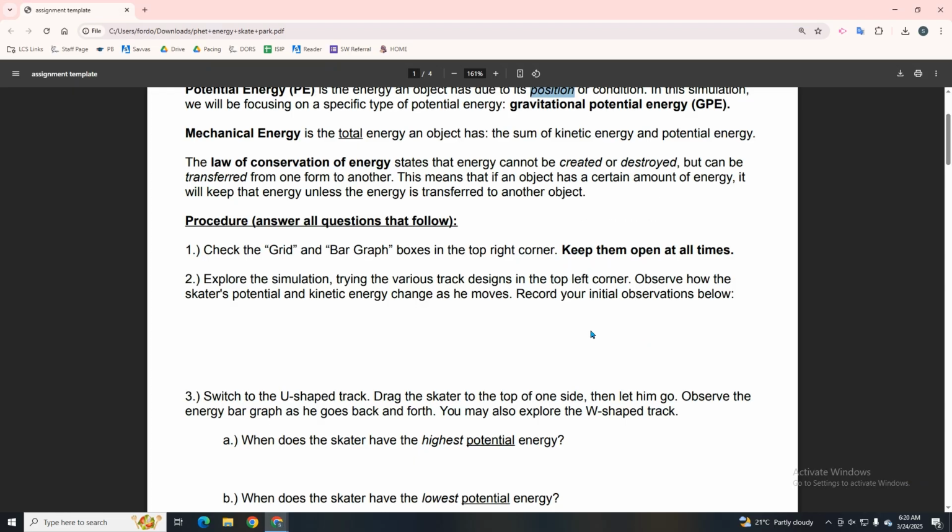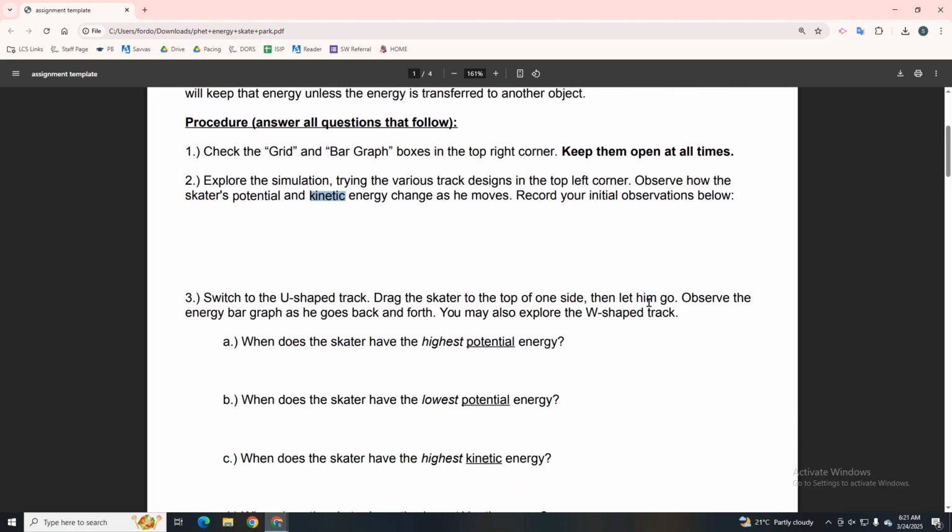ramp. It says in number 2, explore the simulation. Try various track designs. In the top left corner, observe how the skater's potential and kinetic energy change as he moves. Record your initial observation here. So what happens to the skater and the energy as the skater moves?